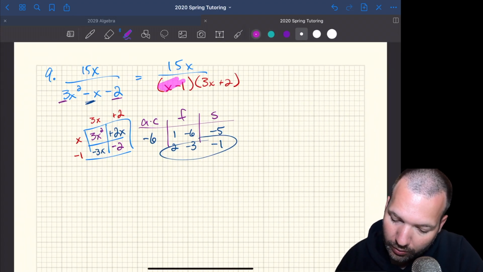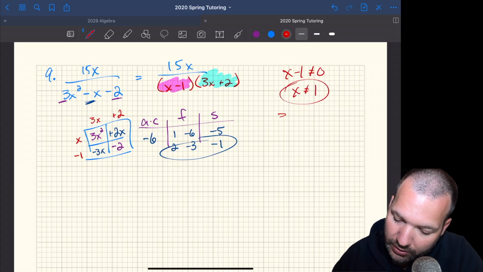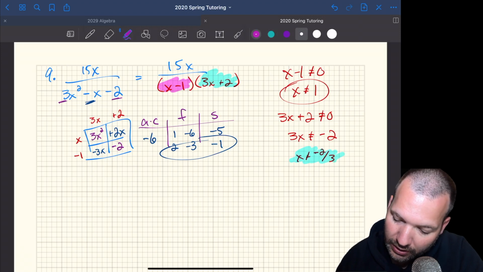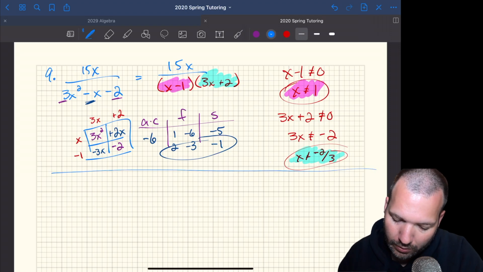Now from there, we can take a look at each one of these. x minus 1, we don't want it to be 0, and so x itself cannot be positive 1. 3x plus 2, we don't want it to be 0, so 3x cannot be negative 2, and x cannot be negative 2/3. So this excluded value comes from that second factor. This excluded value comes from the first. Number 10.